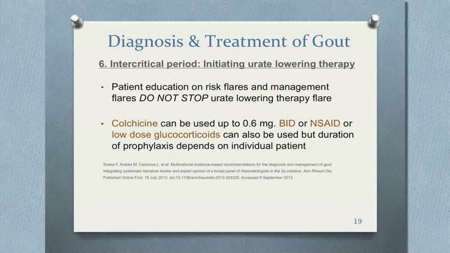Colchicine can be used up to 0.6 milligrams twice daily, or a small dose of an NSAID or glucocorticoids to prevent an attack of gout, but none of these drugs is fail-safe, and again, you need to discuss it with the patient, especially the prednisone or corticosteroids. Try to avoid long-term use if at all possible.